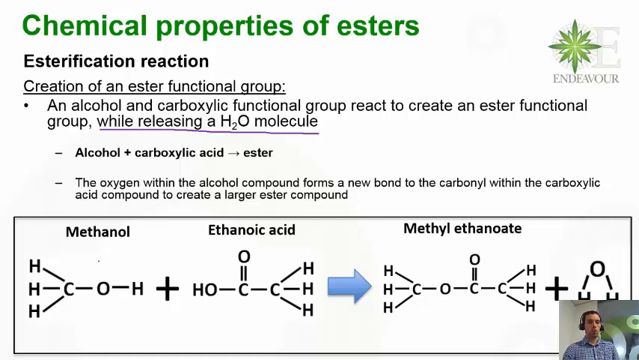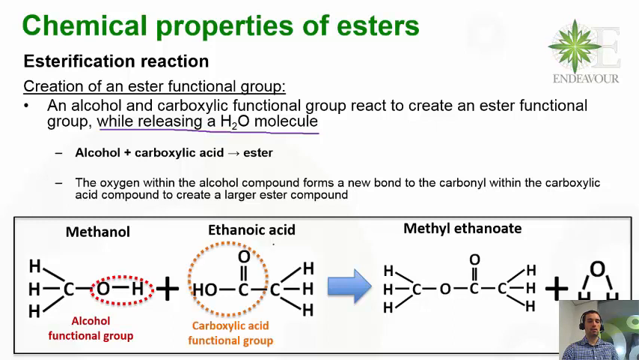So starting off with an alcohol compound, which is methanol. Here we can see the alcohol group. And another compound, this time a carboxylic acid, ethanoic acid. So we've got that carboxylic acid there. As it shows above, these two functional groups react together to create a new functional group, and we can see that on the right hand side here. So we've got a combination of these two functional groups on the left coming together to make our new ester functional group. So how is it possible for these functional groups to come together to make a new functional group?